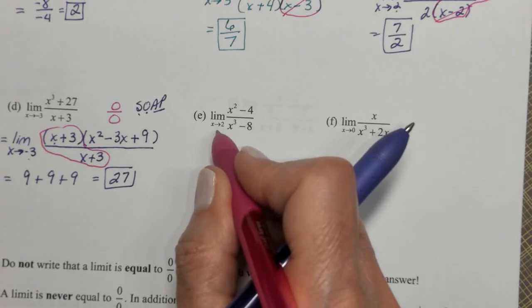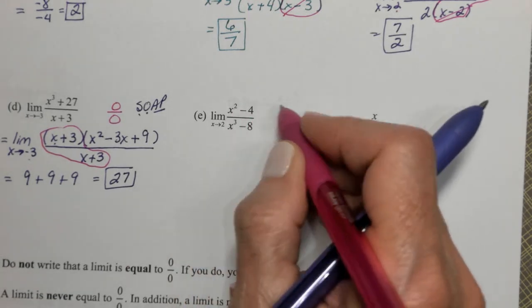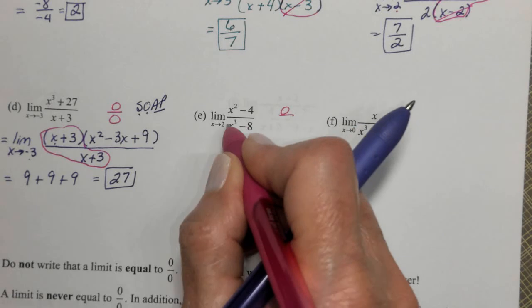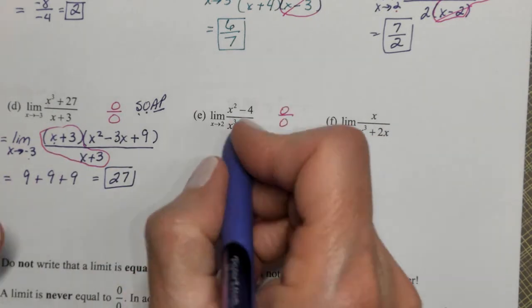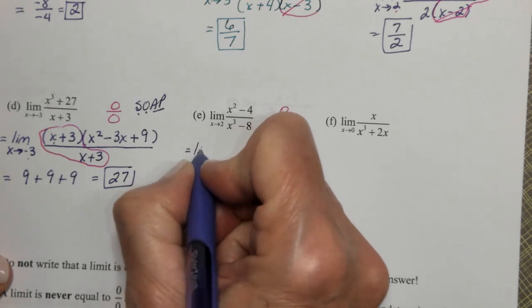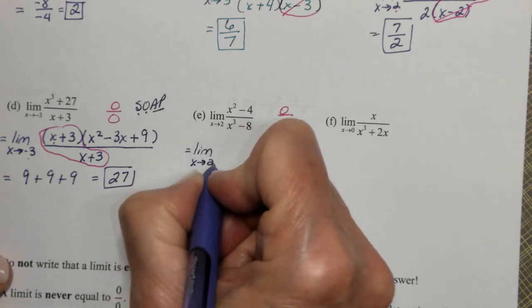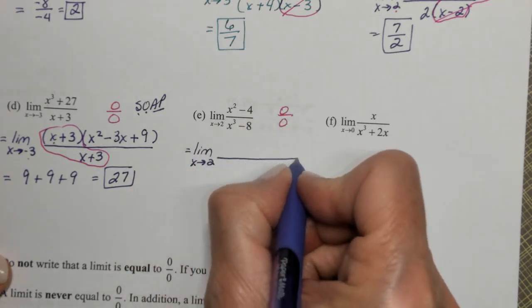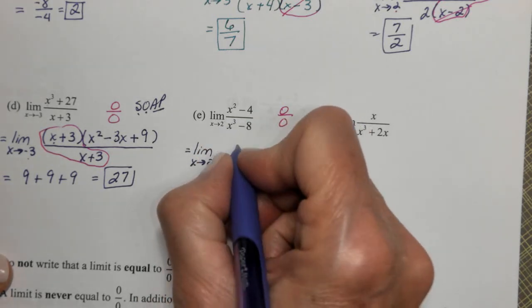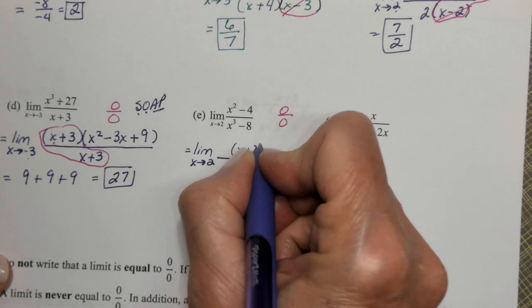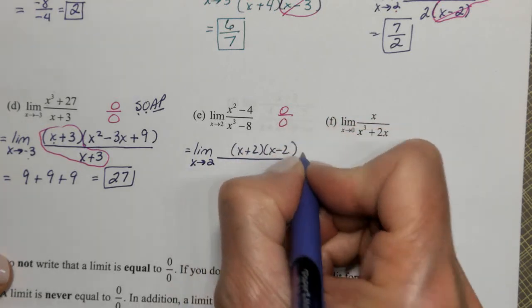All right, couple more. Plug in 2 for x. 4 minus 4 is 0. 8 minus 8 is 0. That's indeterminate. We're going to factor. I'm going to rewrite my limit. Up on top, we just have a difference of squares. So that is x plus 2, x minus 2.